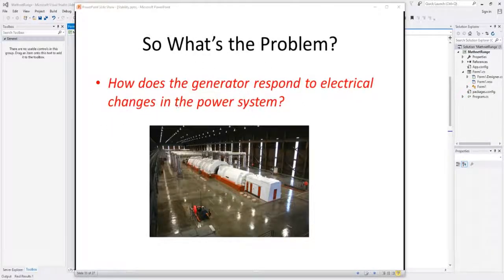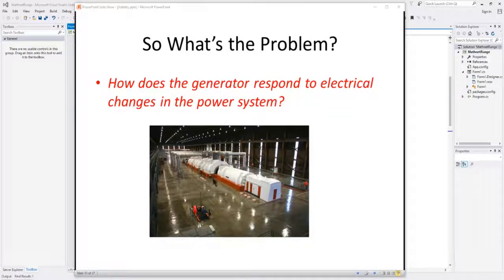So now that we've got that intuitive understanding, what's the problem we need to solve? Well, the big question is, how does a generator respond to electrical changes in the power system? We need to know if something changes in the power system, is it going to be a minor disturbance and the generator can recover on its own?